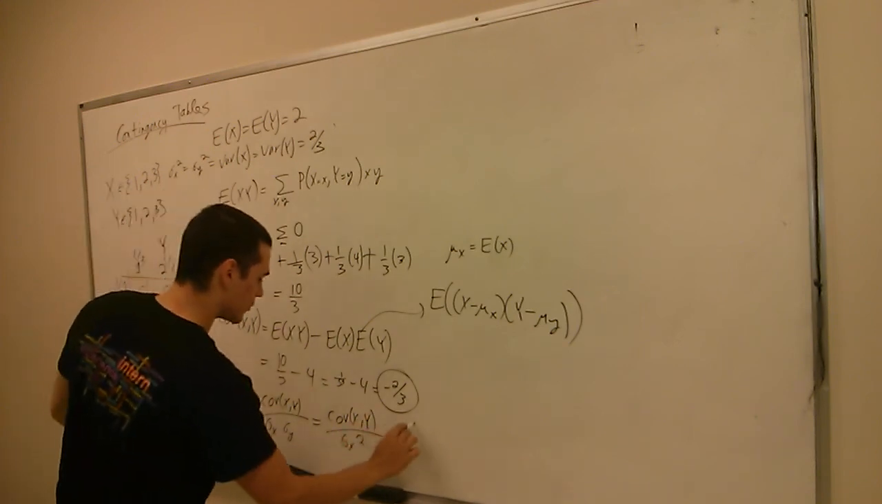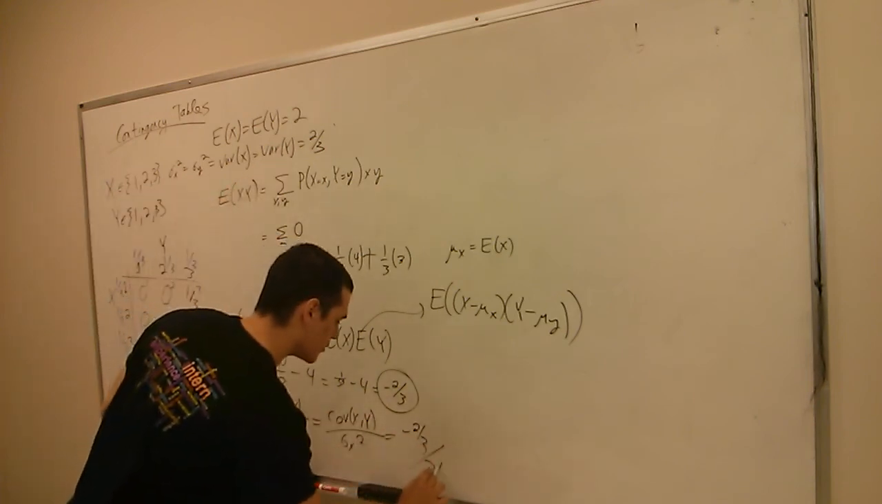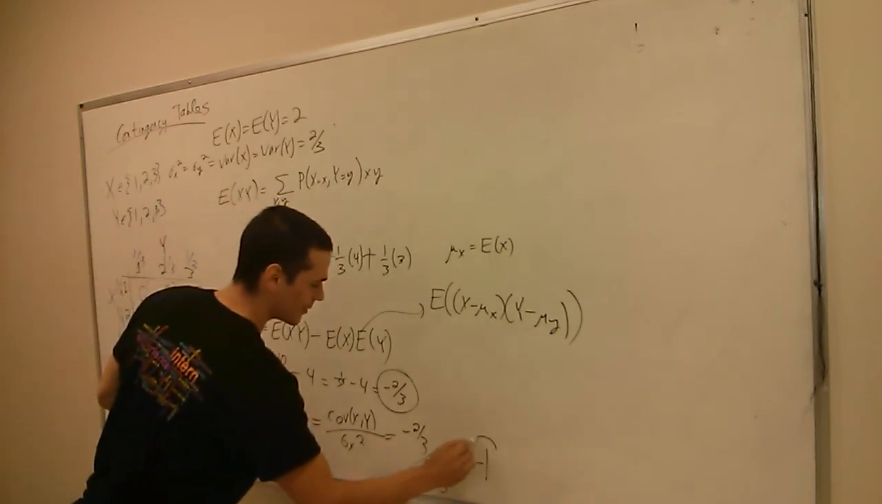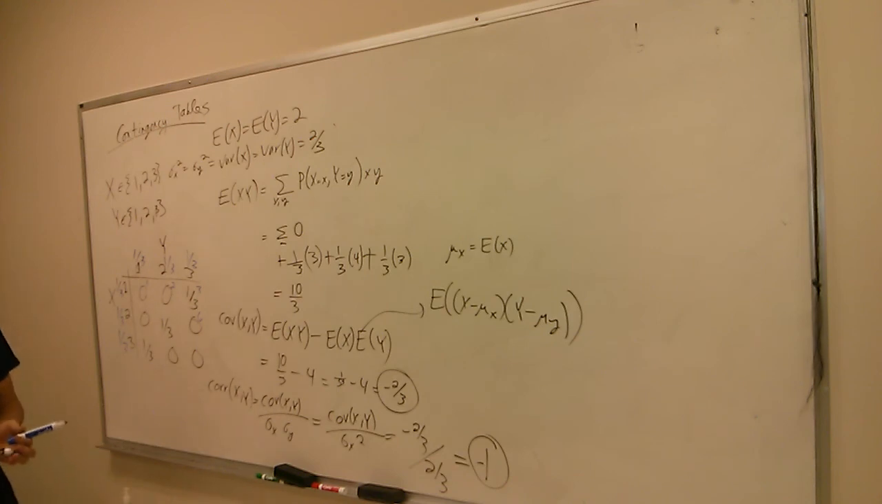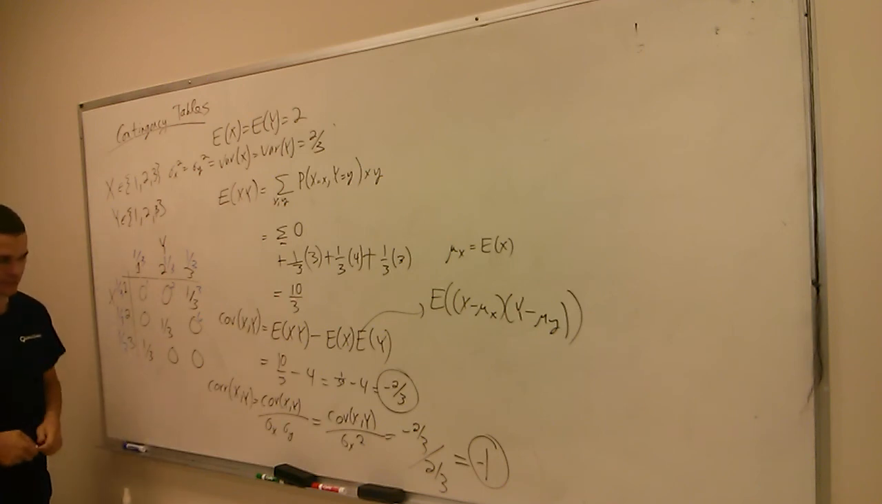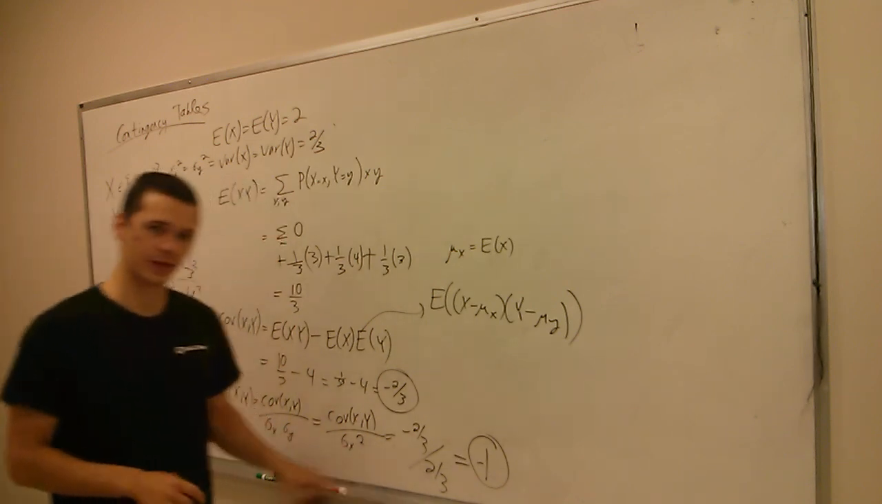And so we have negative 2/3 from here divided by 2/3 from here. And this is 1. Oh, sorry, negative 1. Right? So the correlation is negative 1. It's a perfect negative 1 corrected slope line, right? So that's one case. We could go through another case, which is, let's see. Yeah, I'll come up with another case and go through that.